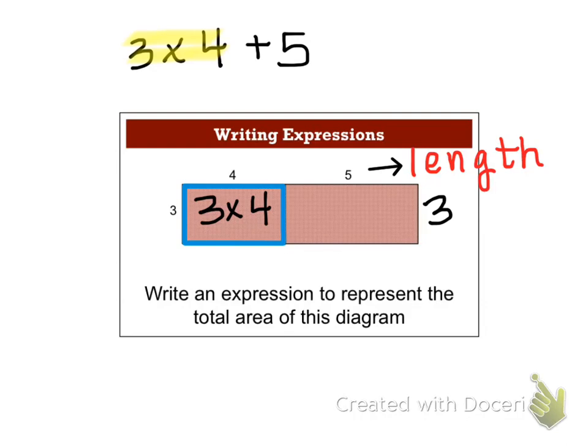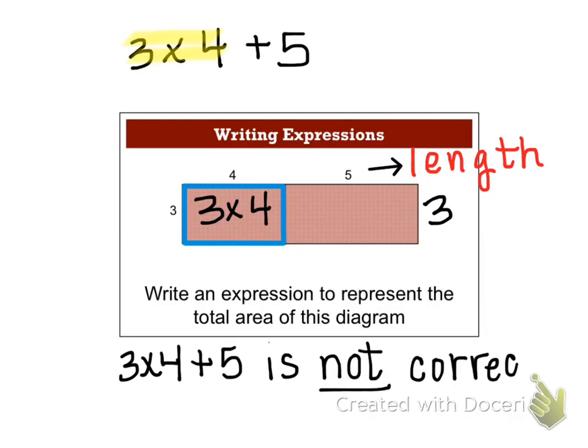So what we can conclude is that the expression 3 times 4 plus 5 is not a correct expression that can be used to find the area of this compound rectangle.